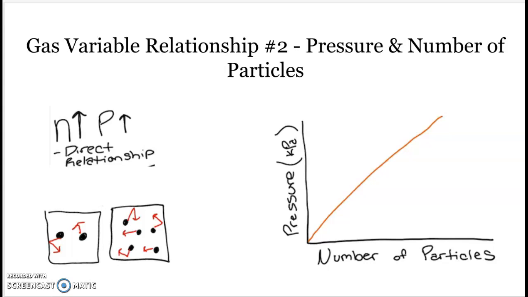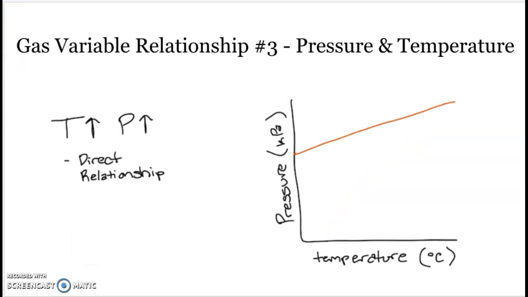The third and last relationship that I want to talk about is pressure and temperature. Let's look at the x-axis, temperature in degrees Celsius. It's increasing temperature from left to right. And the y-axis, as always, is pressure. We see a general trend here. As you go from left to right, the pressure increases. So as temperature increases, pressure increases. This is a direct relationship.